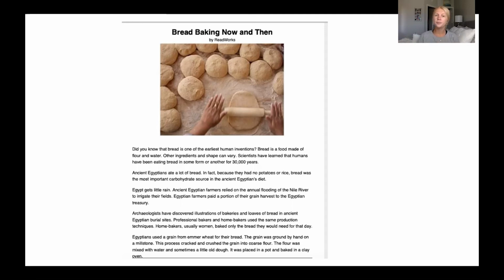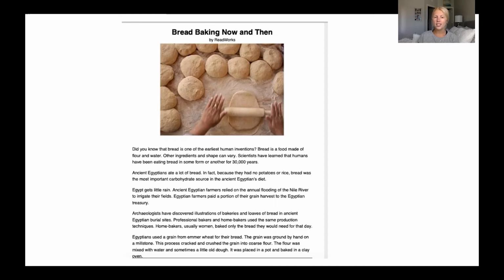Bread Baking Now and Then. Did you know that bread is one of the earliest human inventions? Bread is a food made of flour and water. Other ingredients and shapes can vary. Scientists have learned that humans have been eating bread in some form or another for 30,000 years.